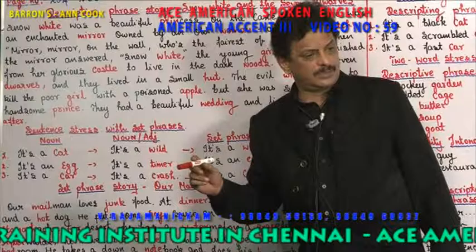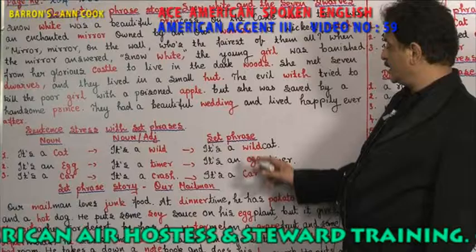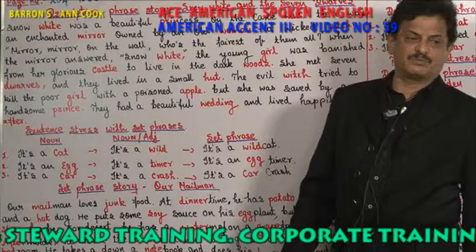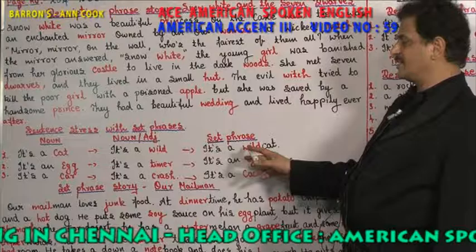Got it, sir? Now, sentence stress with the set phrases. Sentence stress with set phrases. What do you mean by set phrases, sir? See, wildcat, egg timer, car crash. Two nouns are there. When two nouns come, the first noun should be stressed. Got it? See, it's a cat. Cat is a noun. It's wild. Wild is an adjective. So it's a wildcat. The first noun should be stressed. See, computer center.